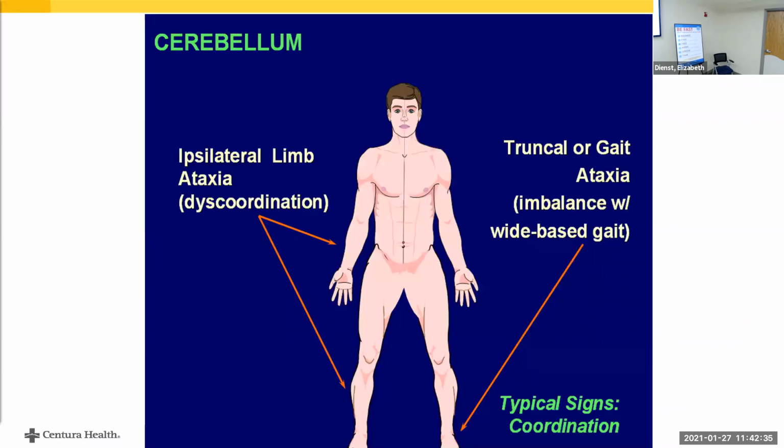So these little guys are always fun to look at, just because it's a quick little reference instead of all the words. Like I said, they have the truncal or gait ataxia, imbalances with that wide-based gait. And they also have the ataxia, it's just the discoordination. So the temporal side, again, is coordination for these.